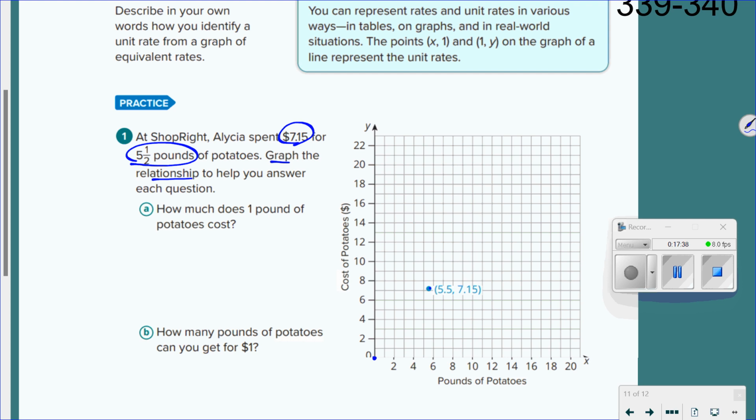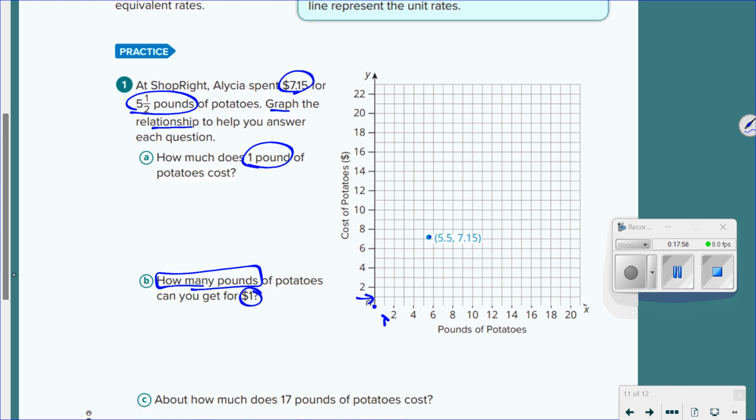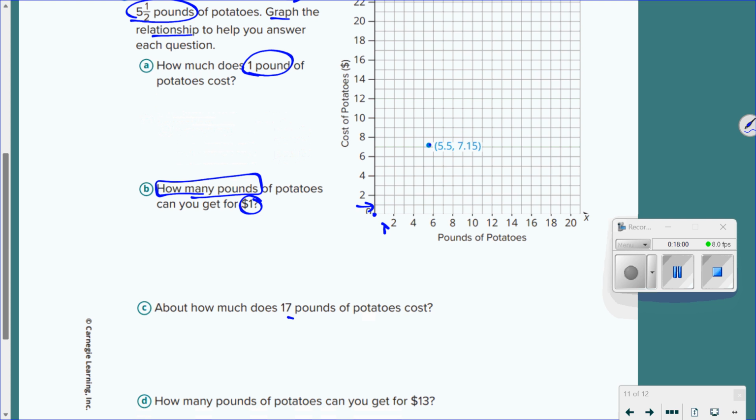But if you've drawn it with a straight edge, you can now say at 1 pound, how much do the potatoes cost? You go up to the line, then you come over. That will give you the cost. How many pounds can you get for $1? So then I come to the $1 and I go over to my line and I say, how many pounds did I get? About how much does 17 pounds of potatoes cost? You realize 17 pounds is halfway between 16 and 18.